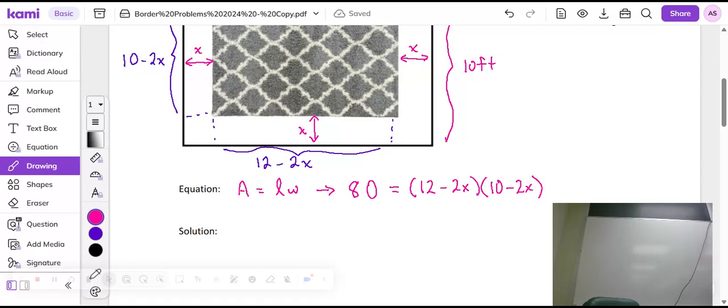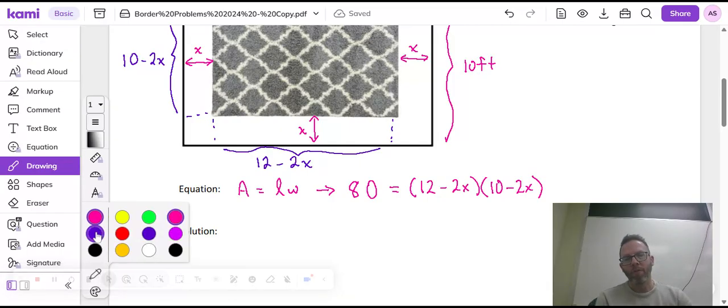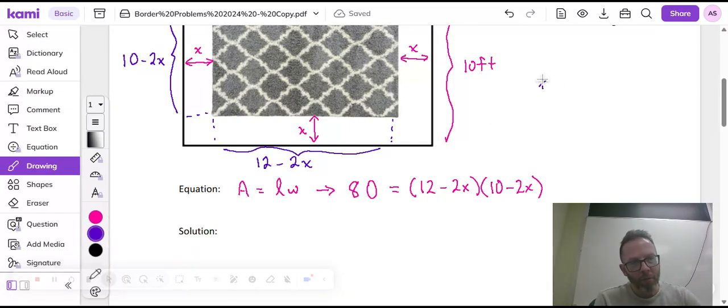But before we actually do that, I just want to make sure expectations are clear for both classes. So for my 3M people, you're going to explain. So I would give you the setup, give you the equation, and you explain where the equation comes from.